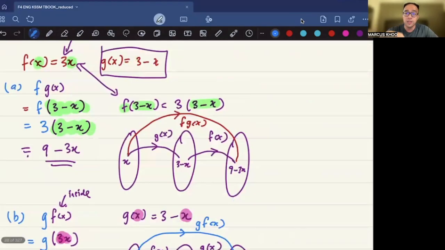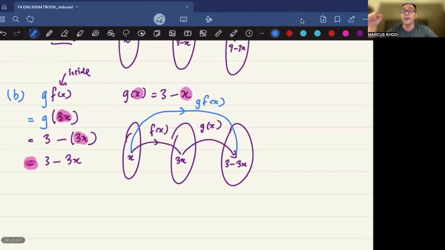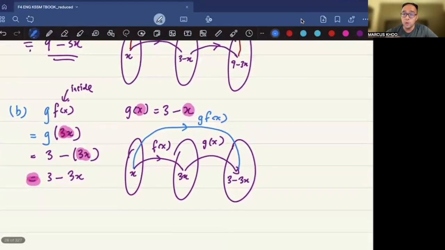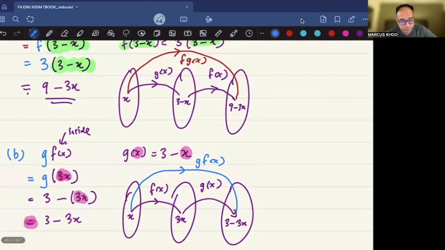Sorry, in the first function it goes from G and then F, but the second function goes from F and then G. So the mapping will be different. It's not always like you will get the same answer, but you need to understand that both functions are different. FG does not always equal GF, as shown in this case.